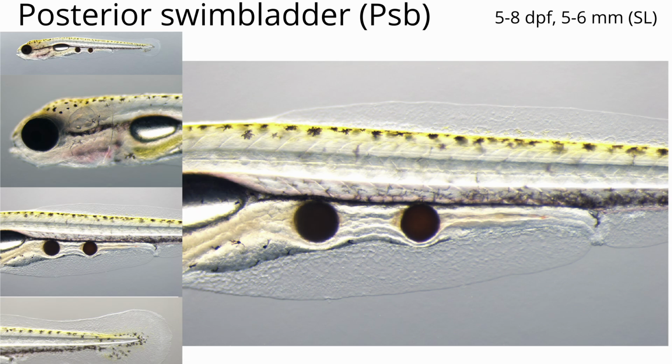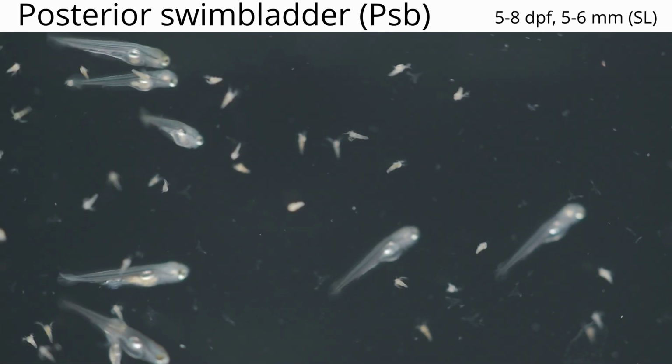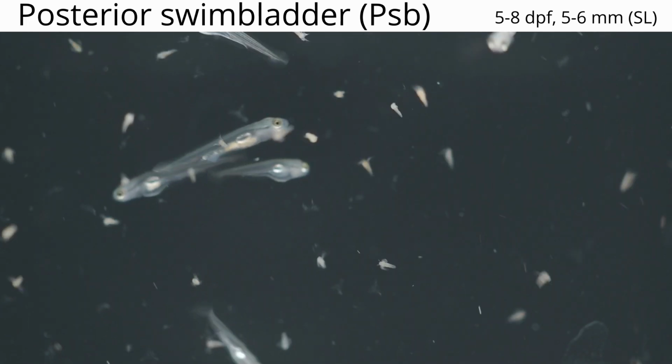Furthermore, you can observe digested Artemia and undigested Artemia eggs within the abdomen. This indicates that around the PSB stage, the larvae start actively swimming and feeding.